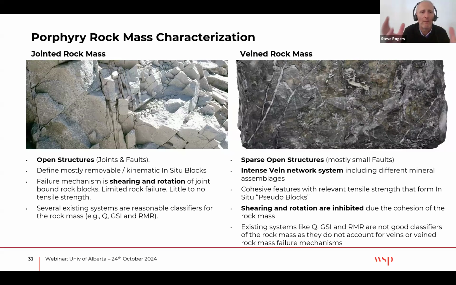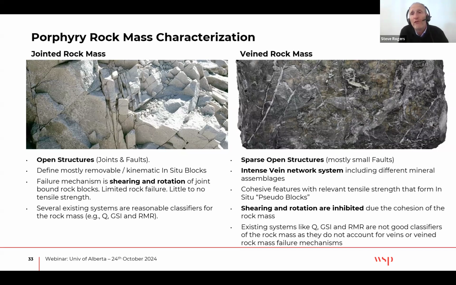a conventional jointed rock mass, it's defined with open structures. We've got kinematically movable blocks. The failure mechanism is typically shearing and rotation of these joint-bounded blocks. Not necessarily that much rock failure, but the rock mass itself has little tensile strength. And there are lots of systems like Q and GSI and RMR and a million other different classifiers that are really all designed for this kind of system.